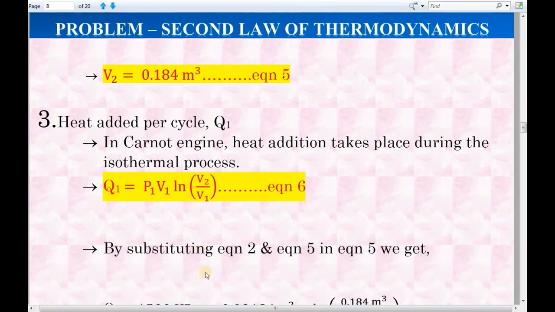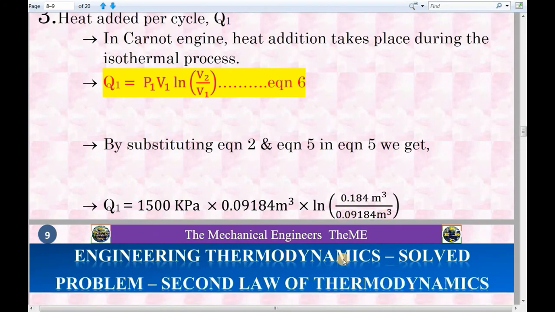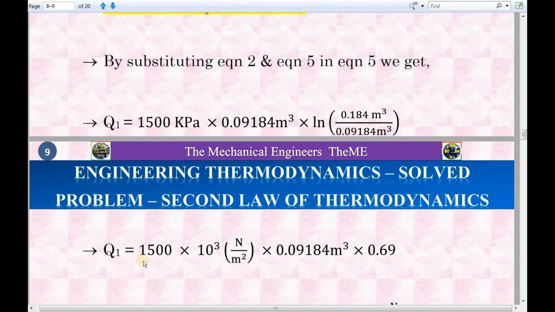We get Q1 is equal to 1500 kilopascal into 0.09184 meter cube into log 0.184 meter cube divided by 0.09184 meter cube. In this RHS, kilopascal is 10 power 3 Newton per meter square and log 0.184 meter cube divided by 0.09184 meter cube is 0.69. So the next step will be Q1 is equal to 1500 into 10 power 3 Newton per meter square into 0.09184 meter cube into 0.69.